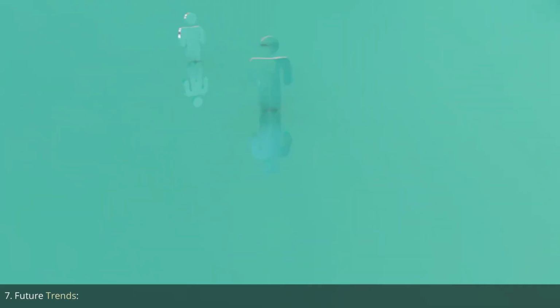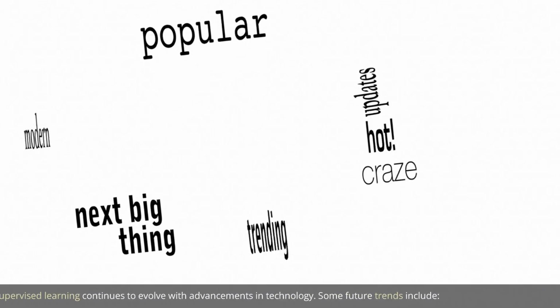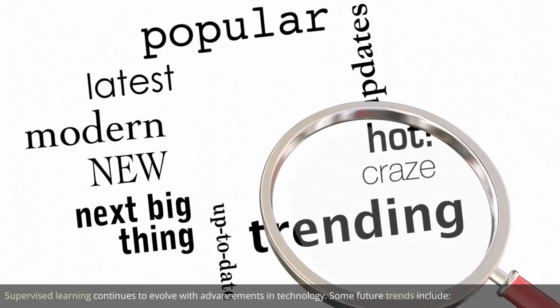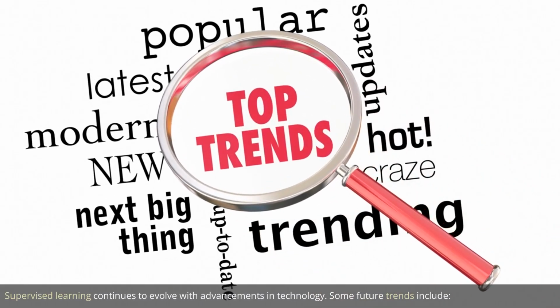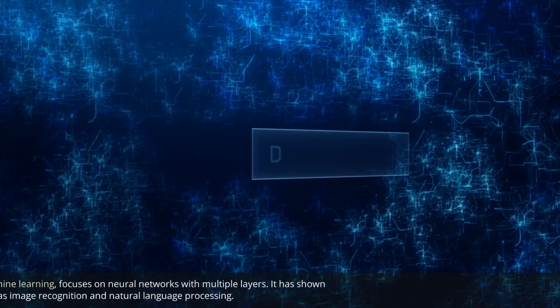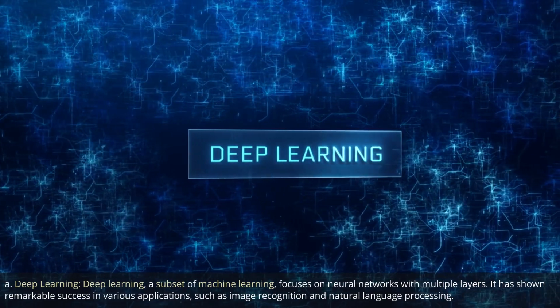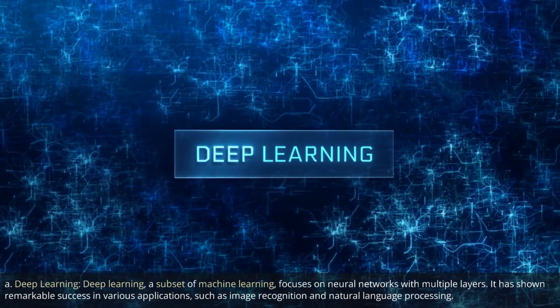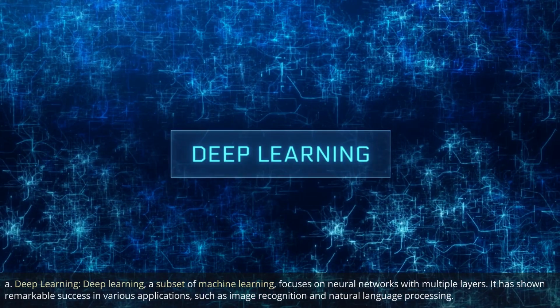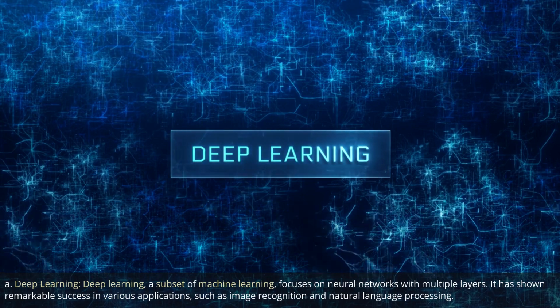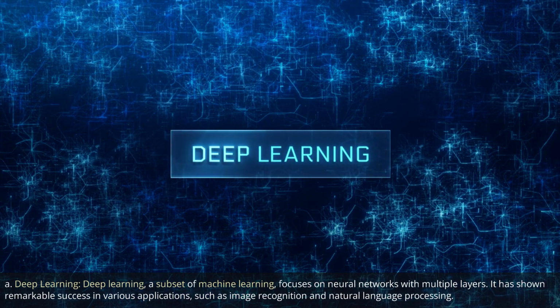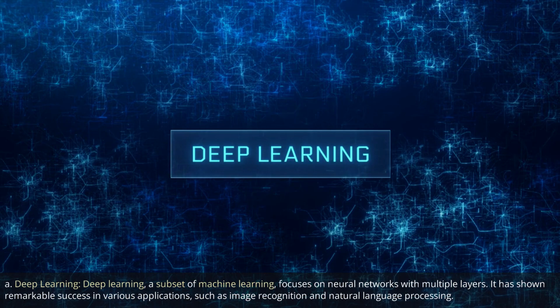7. Future trends. Supervised learning continues to evolve with advancements in technology. Some future trends include: A. Deep learning. Deep learning, a subset of machine learning, focuses on neural networks with multiple layers. It has shown remarkable success in various applications, such as image recognition and natural language processing.